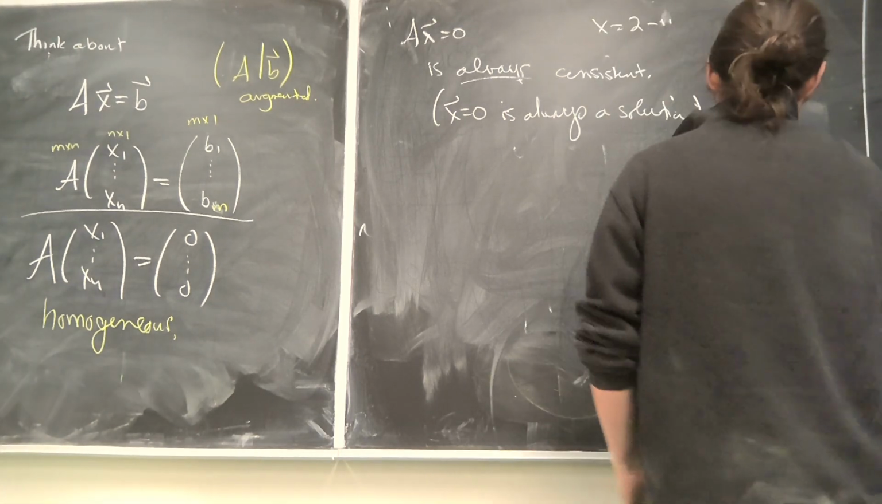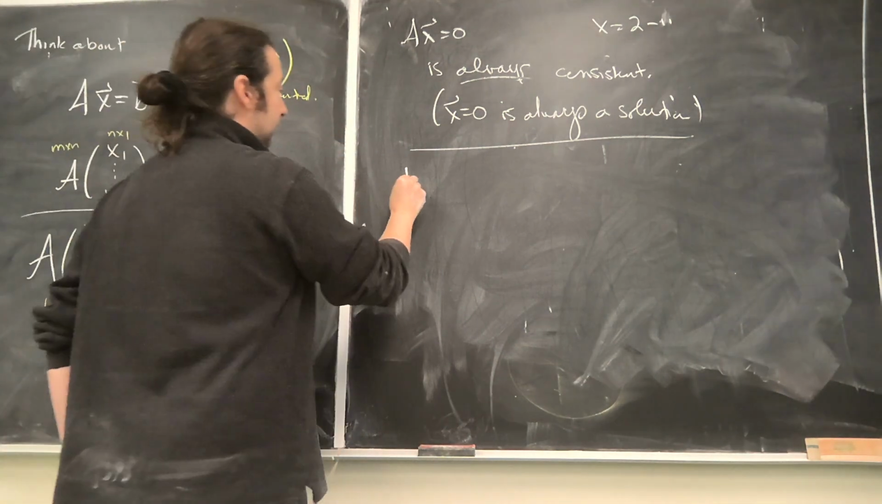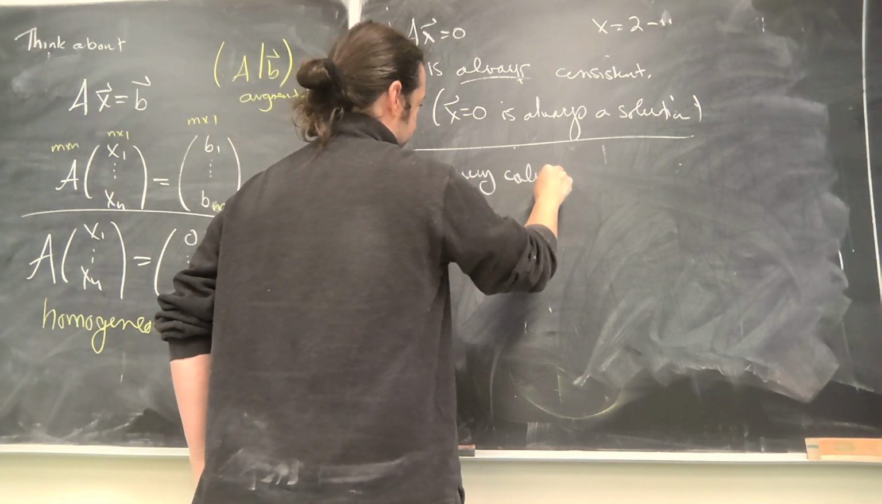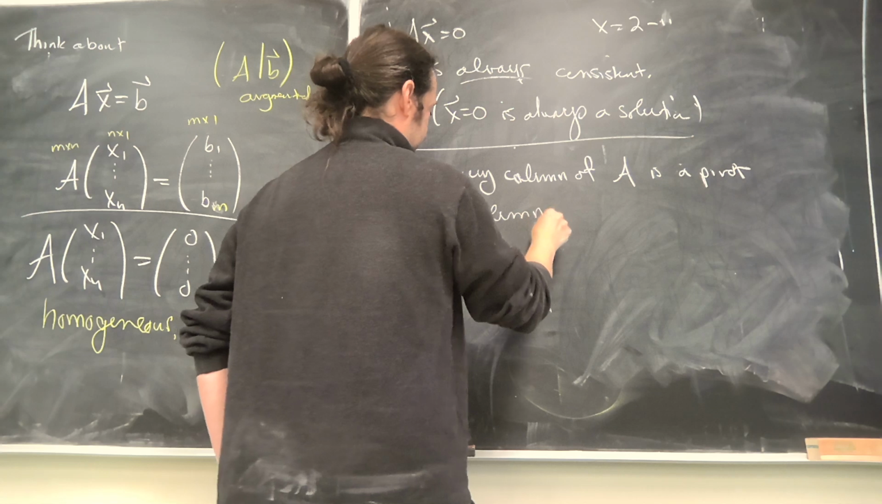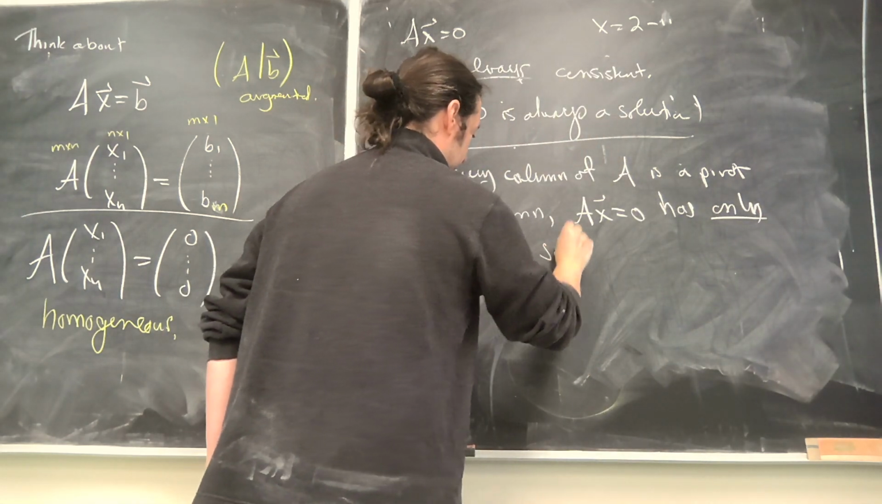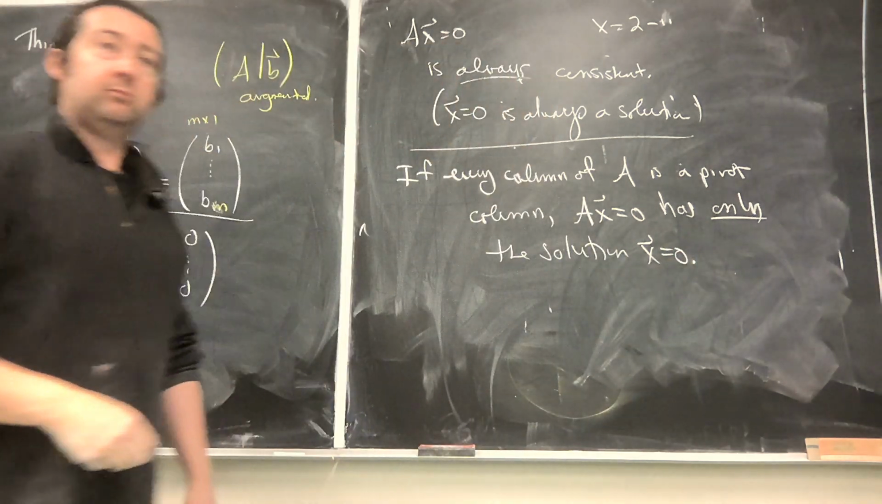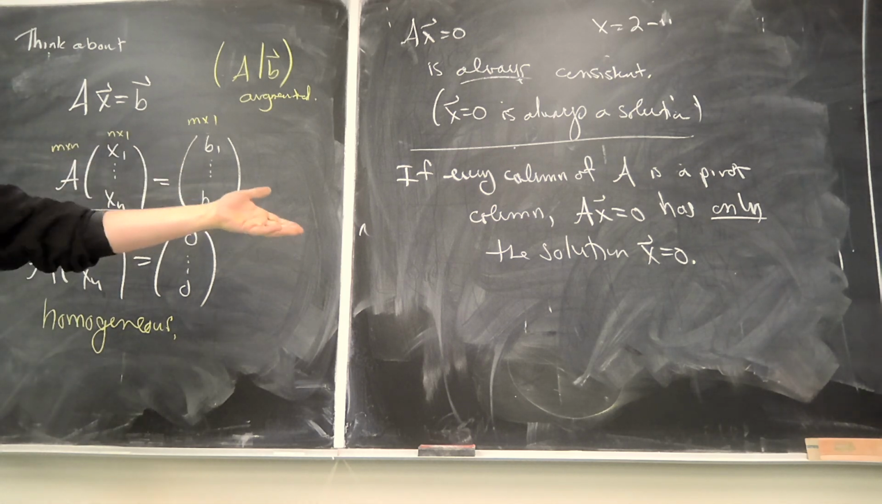However, sometimes it's unique. So we have a condition we can use to check that. If every column of A is a pivot column, then Ax equals 0 has only the solution x equals 0. Based on what we've just done here, that shouldn't be that surprising. What that's saying is there's no free variables. So if I write down Ax equals 0, and there's no free variables, you know that means there's a unique solution, right? But you already know 0 is the solution, so there can't be any others. If every column of A is a pivot column, the only solution is the trivial solution, x equals 0.